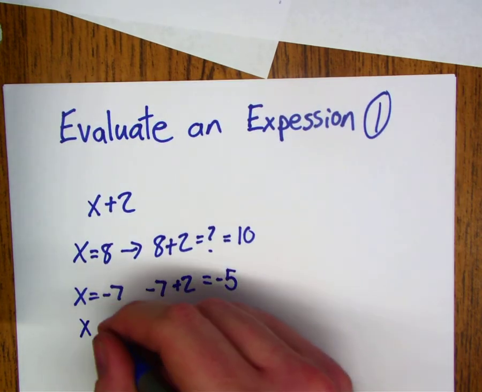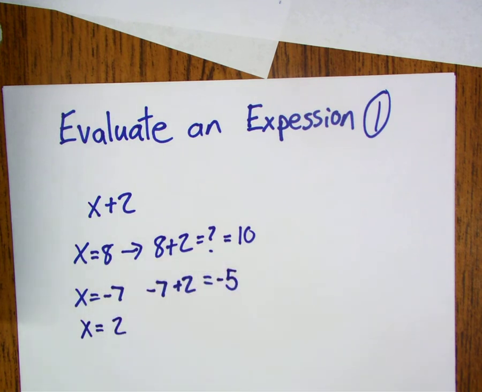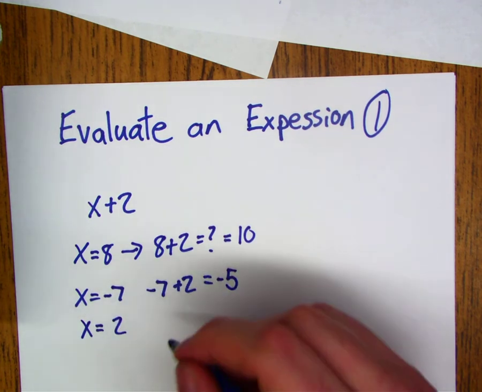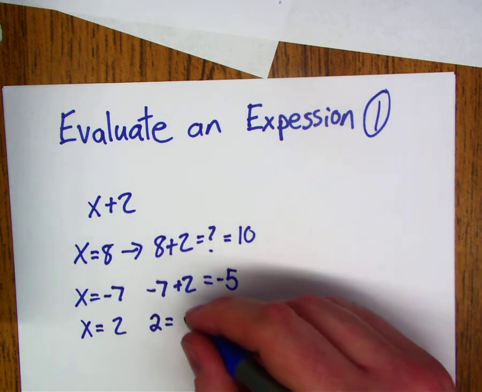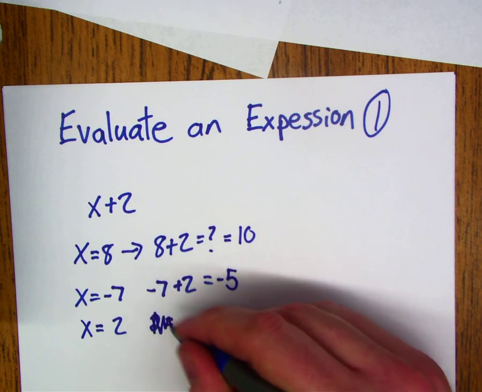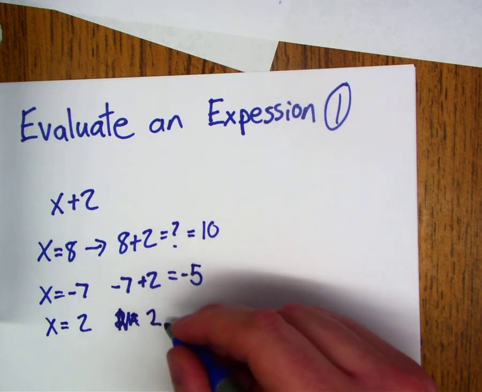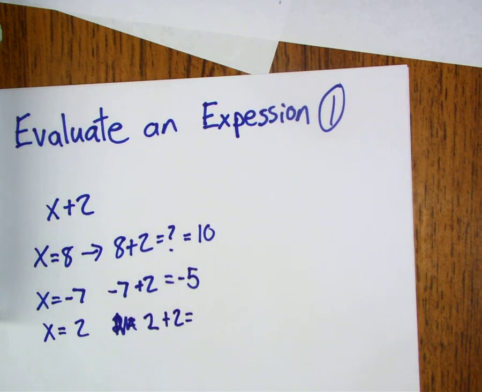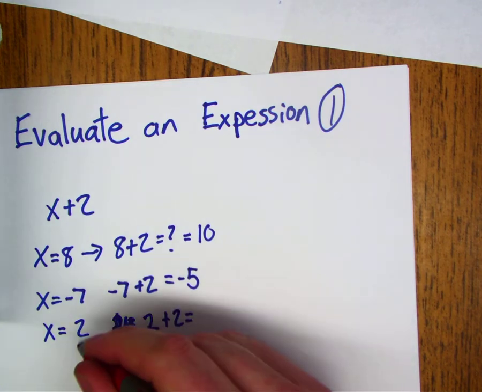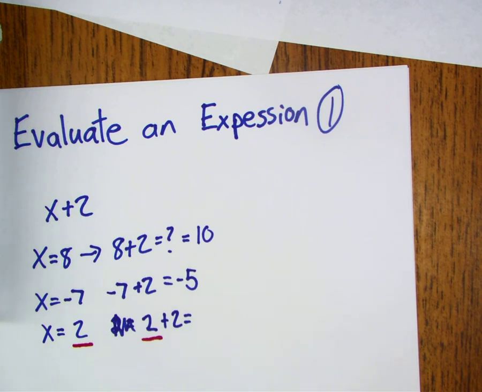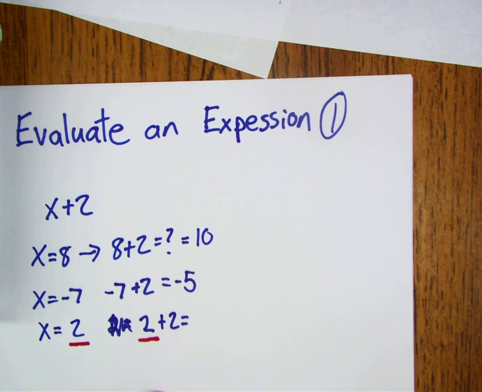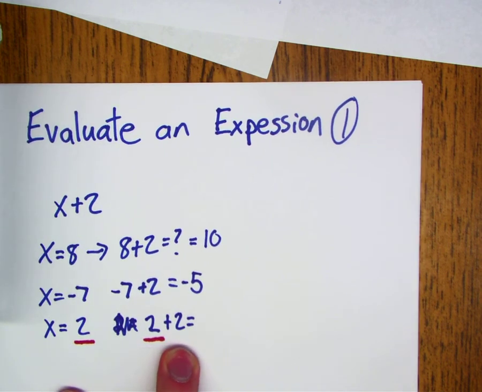Alright, let's try one more in this case. Suppose I say x is equal to 2. Put a 2 in for the x. So, 2 plus 2. What's that equal? Now, there's probably some of you who go, wait, which 2 is which? I'm going to underline that. Remember, our x was a 2, so the one that I just underlined, we put that 2 into our expression, and then we had another 2 that we were just adding on to it.